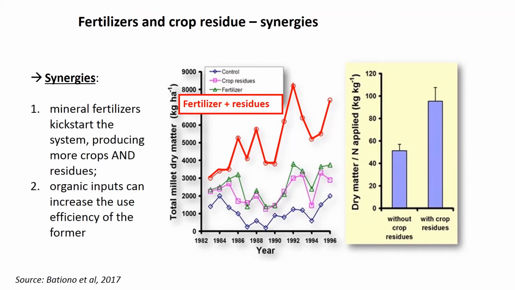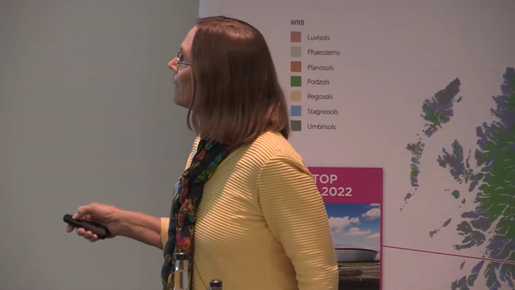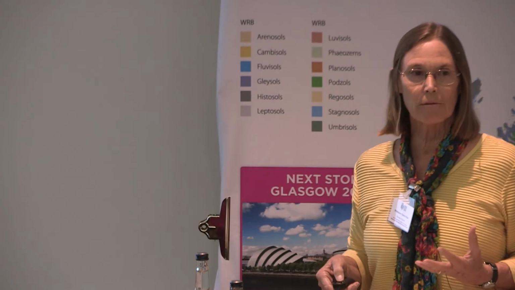So here's just a graph from Andre Bationo in long-term trials where they looked at millet yields with a control, nothing added, less than a ton, and fertilizer and crop residues by themselves. But then if you add them together, you get an added bonus, you get higher yields. And there are many, many experiments that have shown the same. So again, there are these synergies I talked about. Those mineral fertilizers kickstart the system, producing more crops and the residues that you need to put back into those soils. And then organic inputs also usually increase the efficiency of use of those fertilizers.